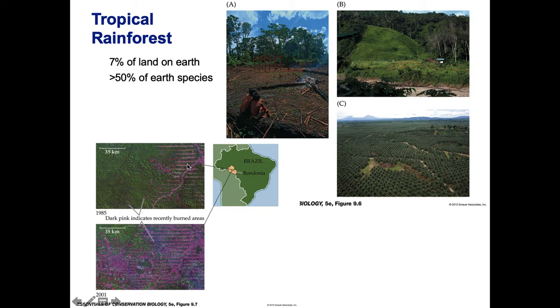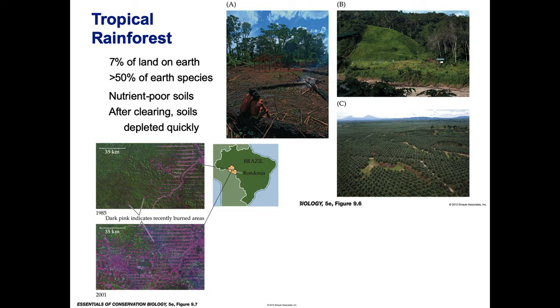So interesting, we can see this shows kind of a time series. So we have 1985 here, and these dark pink colors are recently burned areas in Brazil. And so this is 1985 and this is 2001, and you can see just the amount of areas have increased burning.